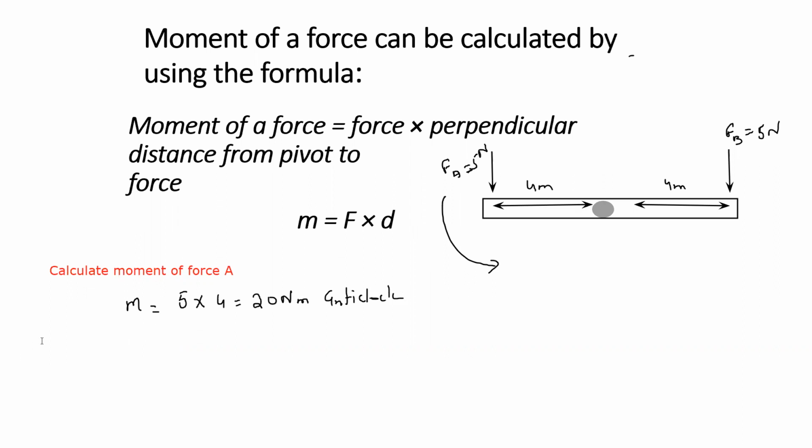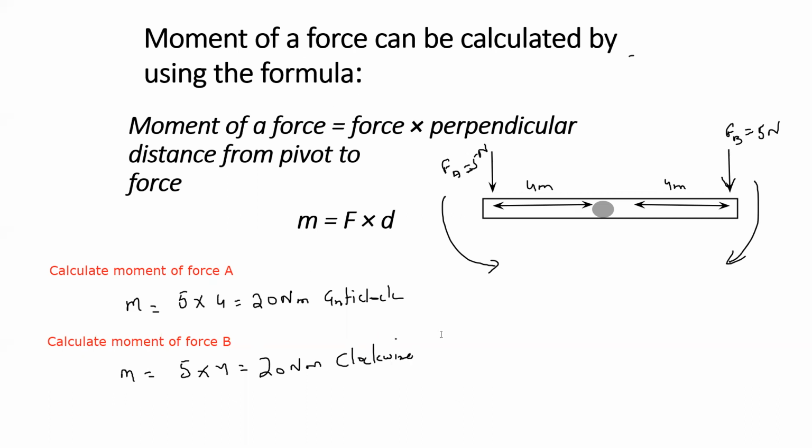And if we want to calculate the moment of force B, or the turning effect of force B, the force is 5, distance is 4, that is also equal to 20 Newton meter. But what about the direction? Force B is acting downward, so which direction will it try to cause a moment? It will try to cause a moment in a clockwise direction.